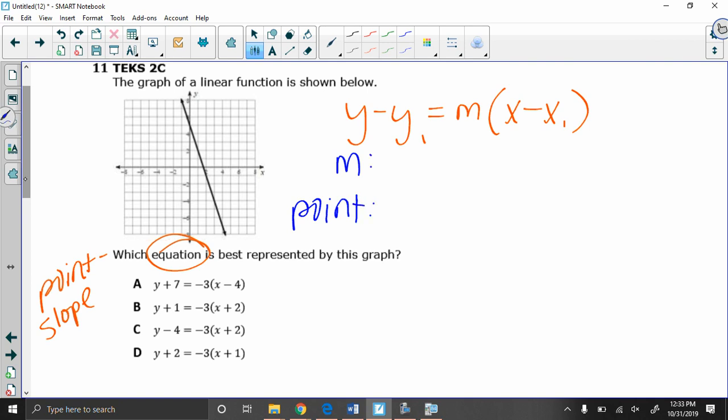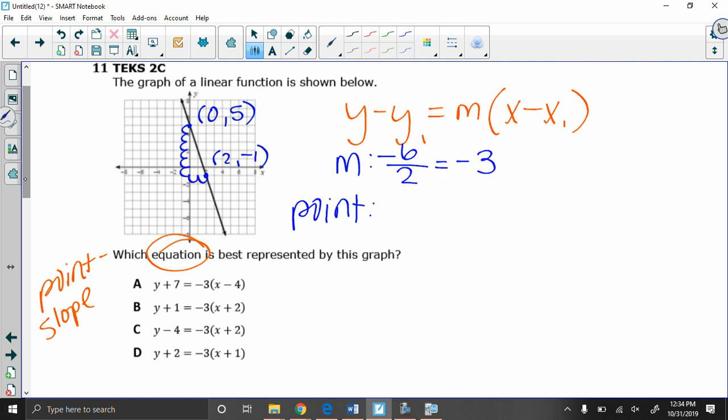So looking at this graph, I'm just going to choose 2 points, my y-intercept and this point right here. My y-intercept is 0, 5. This point is going to be 2, negative 1. We have to go down 1, 2, 3, 4, 5, 6. So we went down 6 and to the right 2. So that means my slope is -3.